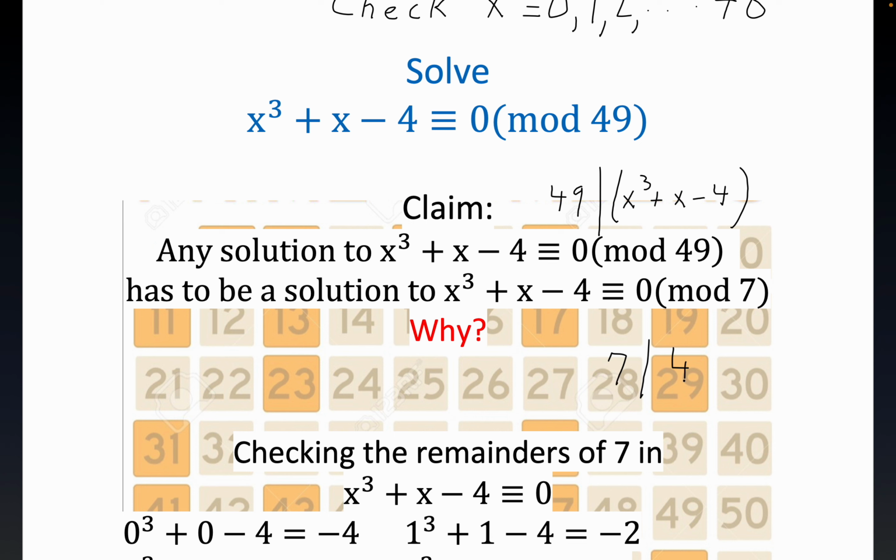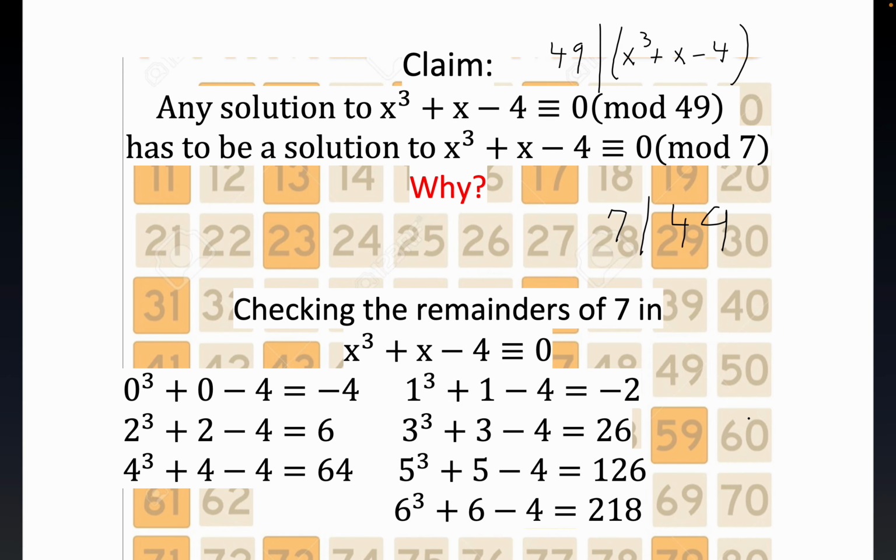There's a transitivity going on here. Divisibility is called transitive: if A divides B and B divides C, then A divides C. So the simple reason this is a solution is that 7 is also a divisor of 49, and so it would be a solution to this original equation. That gives us a way to go about this with a smaller set of remainders. There's exactly 7 remainders: 0, 1, 2, 3, 4, 5, and 6. That's a lot better than checking 49 values, right?